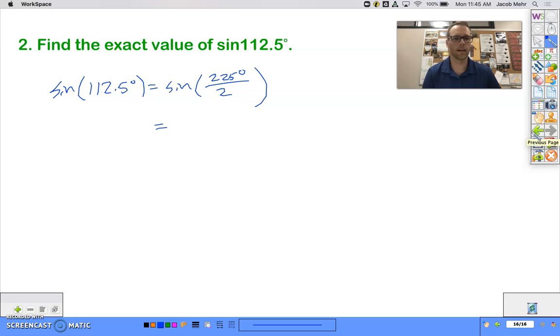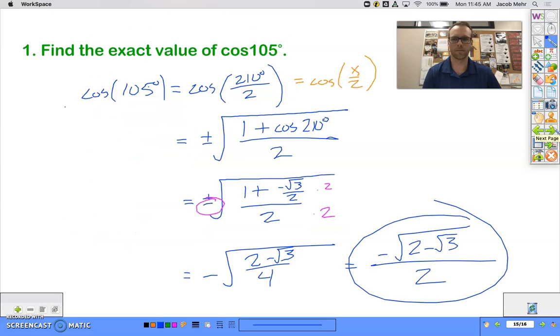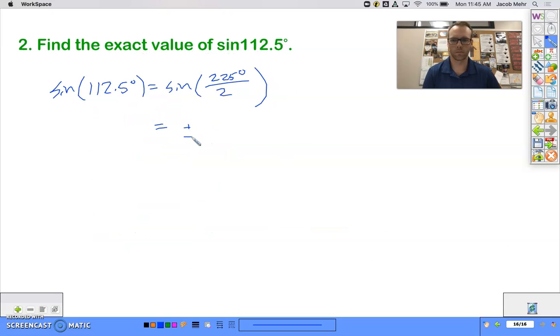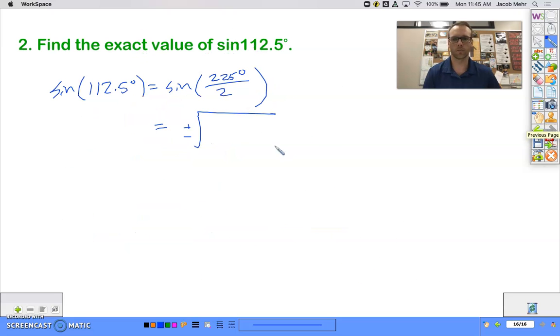All right, half angle identity for sine. Plus or minus again, square root, 1 minus the cosine of x over 2. 1 minus the cosine. What is our x again? Remember that it's x over 2 inside of this. So our x is 225 over 2.